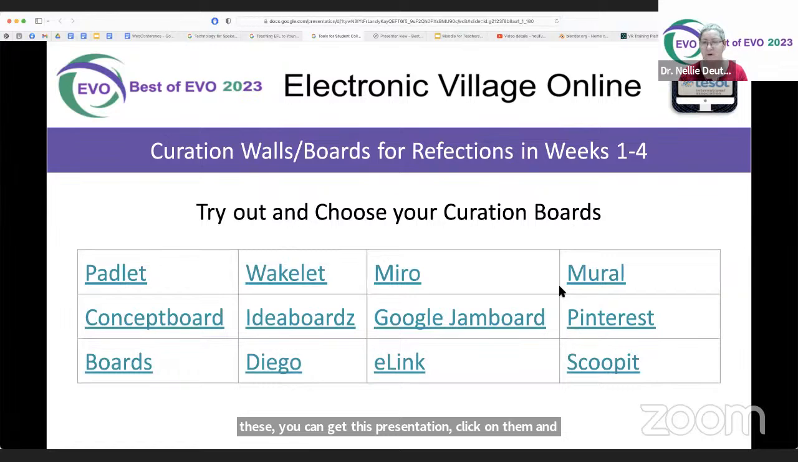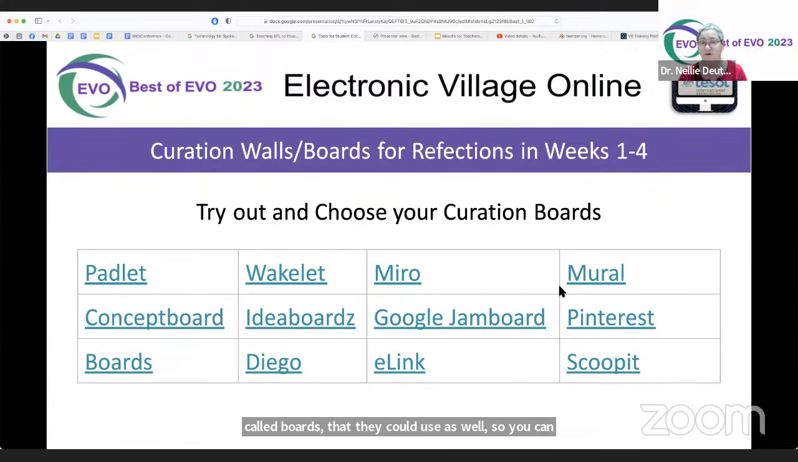They also chose their own curation board so they can keep track of the work that they were doing with the tools and implementing the tools in their classes. These are some of the tools. Moodle also has a board called Boards that they could use as well. So you can see some of the curation boards that they used.